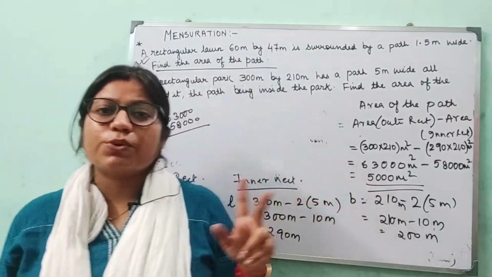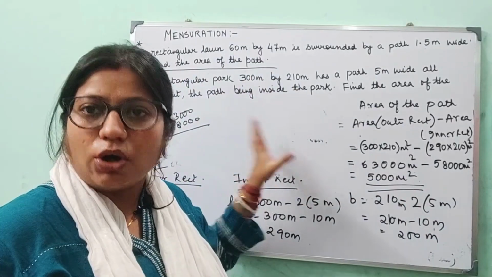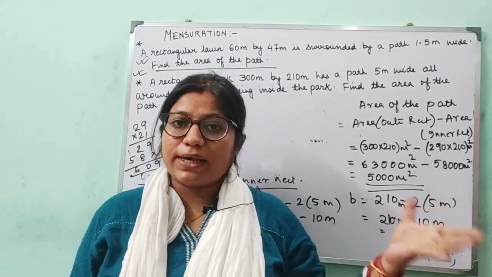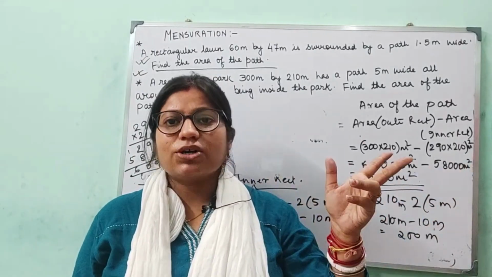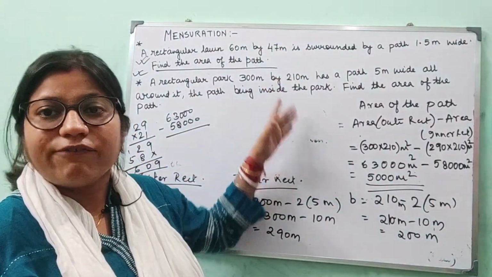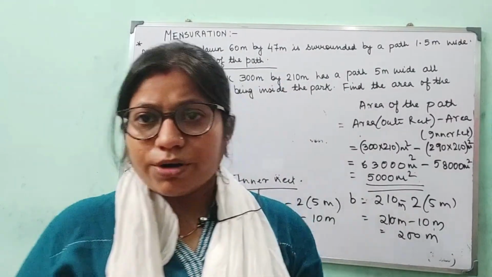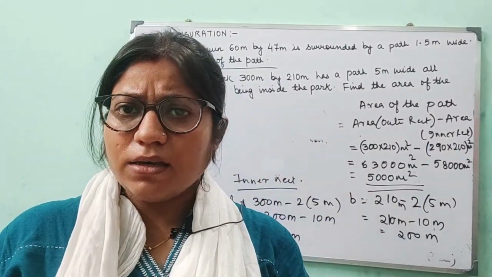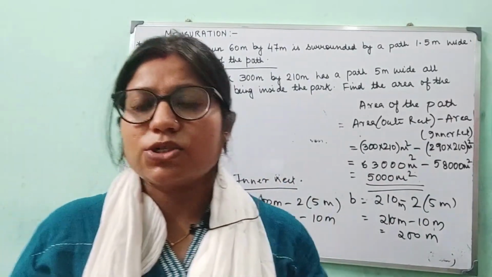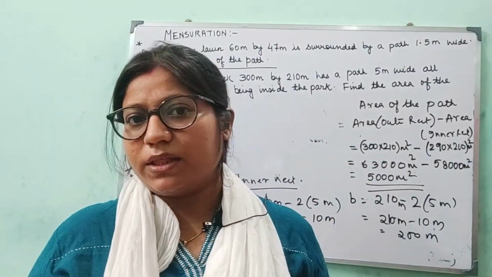I hope both the sums were clear to you, and practice these sums more. The basic logic behind the sum, which I said, is that outer dimensions is equal to inner dimensions plus twice the width. That is the concept you will use to solve sums based on these kinds of concepts. Go through the video more and more. Pause at every point and see the reason why we are doing it, and make sure your concept is clear. Once you understand the concept, sums of these kinds will not be very difficult to deal with.